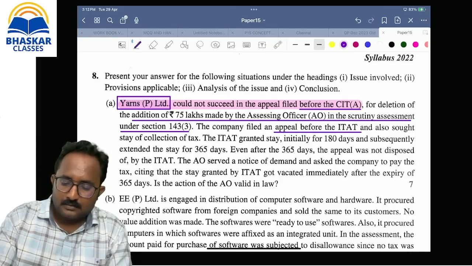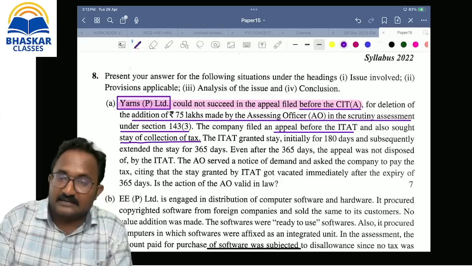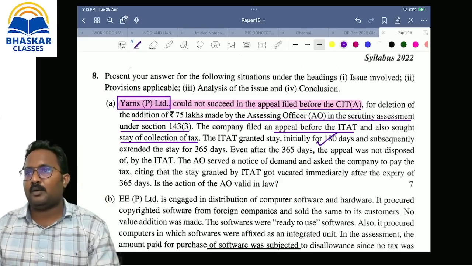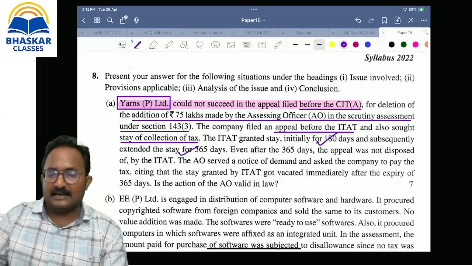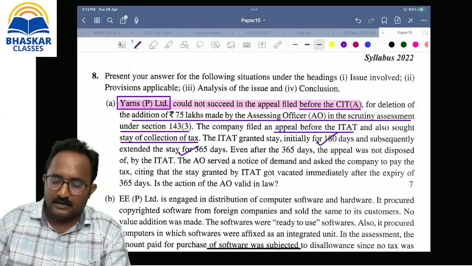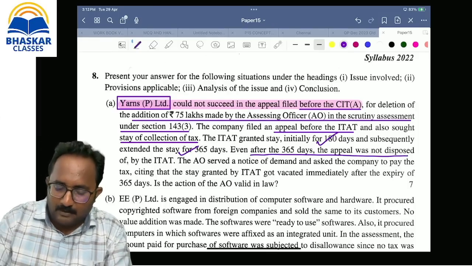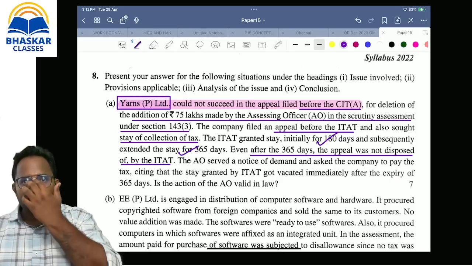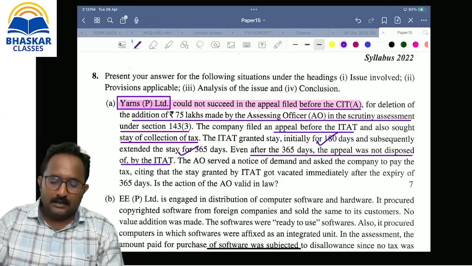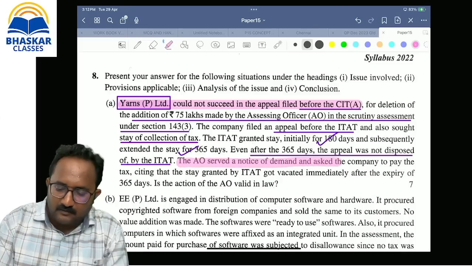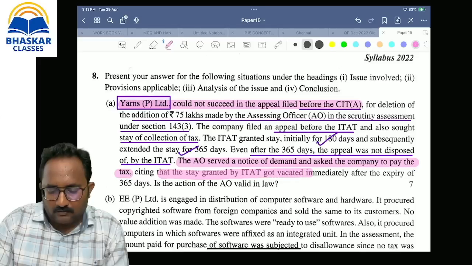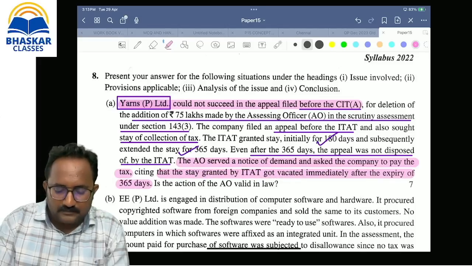Now, can you tell me, Ants Private Limited wants to make an appeal before whom? ITAT. And they want to get the stay of collection of tax, stay of demand. First, they can be given for how many days? 180 days. Subsequently, they are extended for how many days? 365 days. Even after 365 days, that appeal was not disposed by the ITAT. Definitely, after 365 days, AO wants to collect the tax by way of issuing the demand notice. But the stay granted by the ITAT got vacated immediately after the expiry of 365 days.